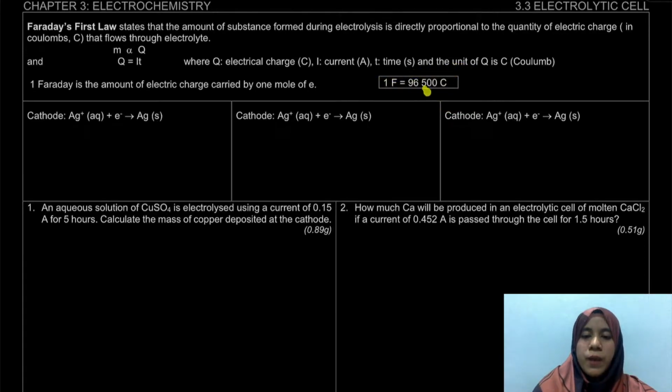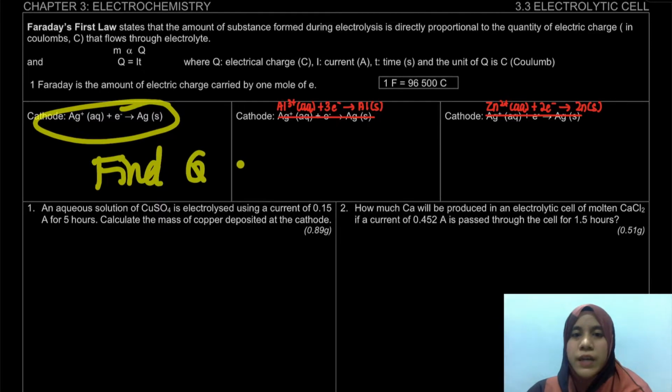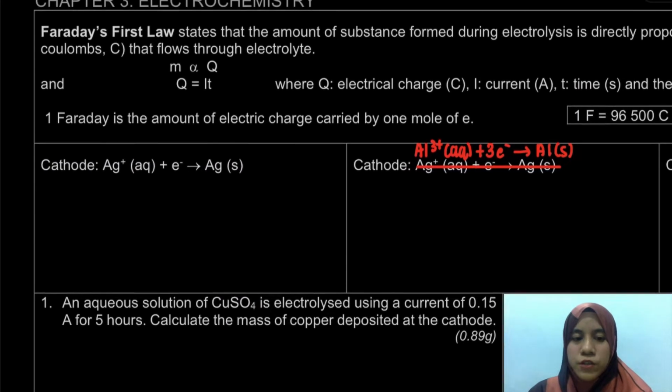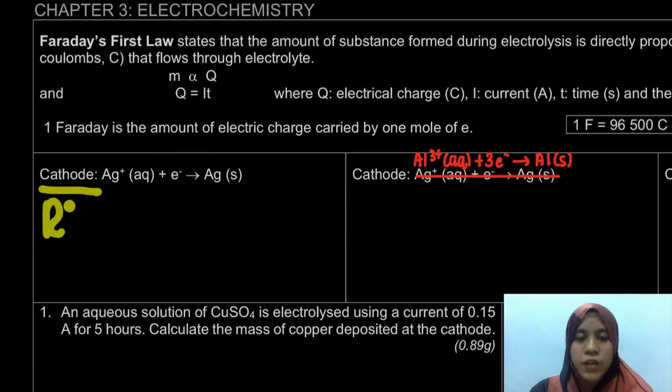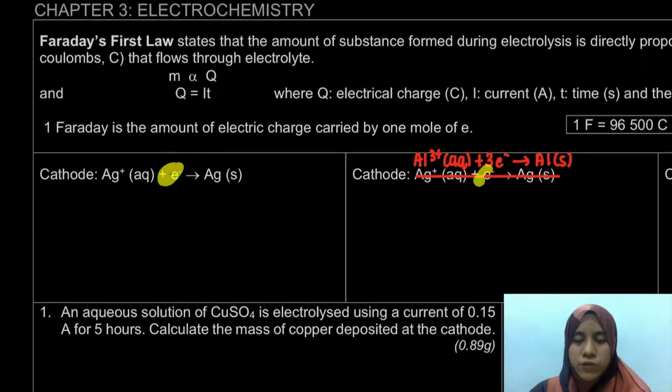So how do we apply this to the equation of our metal? Let's do it together. Let's look at the example here. Remember from Faraday's first law that M is directly proportional to Q. So from this equation, I want to find the Q. This is a cathode, where the reduction will gain electrons. So all these equations will gain electrons.